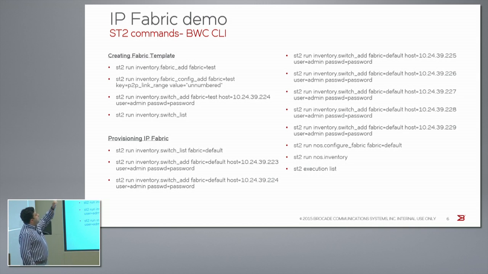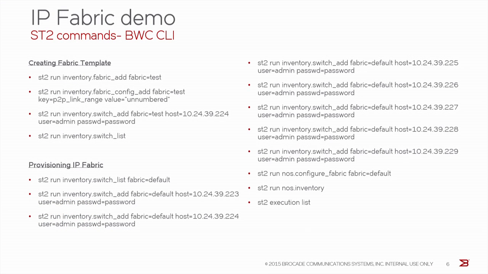Essentially, if you really want to configure a fabric template, you can create one like what Dimitri was showing, with all of the different ST2 commands. If you want to provision a fabric with the default parameters, and I'll show you those, you can look at those default parameters for a fabric. You can keep on adding different switches. The way these commands work is, ST2 run is the initial parser, but then you have key value pairs, and you can put these key value pairs in any order.